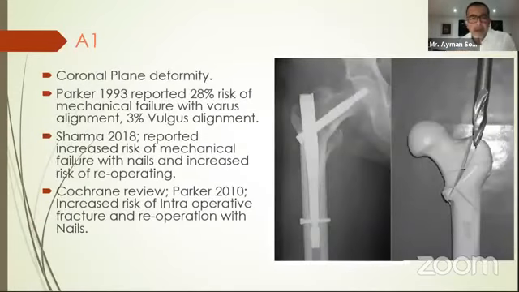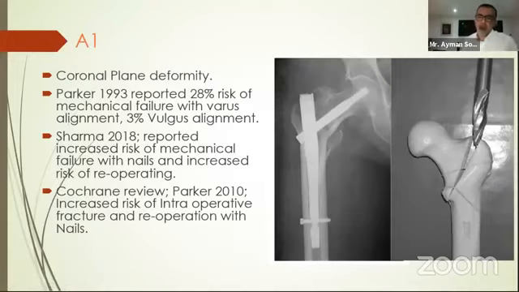Number two, I worry about this particular scenario. So coronal plane deformity is a major problem with these fractures. And Parker in 1993 reported a 28% risk of mechanical failure in varus alignment. So you must avoid varus alignment in trochanteric fractures at all costs. And the reason being, if you are inserting the nail through the fracture site, you're likely to push the fracture into varus.